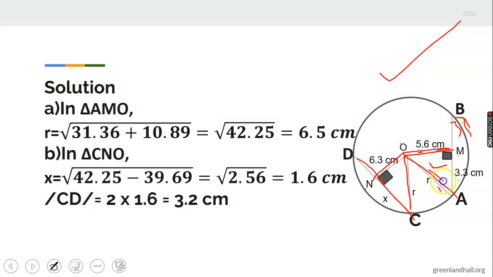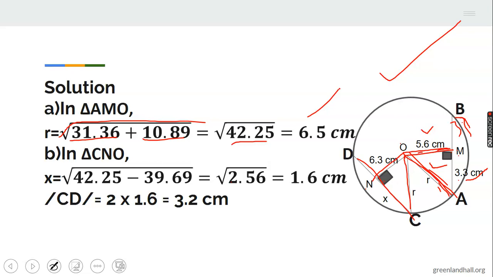Therefore, we can look for the radius. This is the radius, the hypotenuse. So R will be the square root of the square of this, which is 31.36, plus the square of this one, which is 10.89, and the sum will be 42.25. Finding the square root of this will give us 6.5. So the radius is 6.5 centimeters.